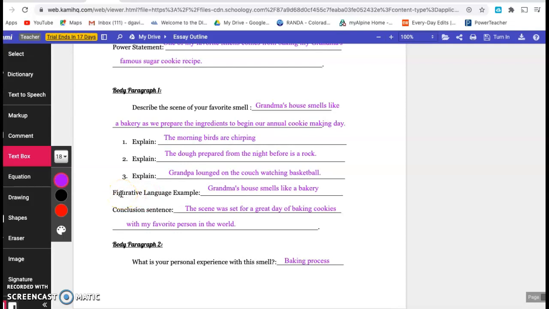In each one of my body paragraphs, just as in our rubric, you need to have 3 examples of figurative language, 1 in each.